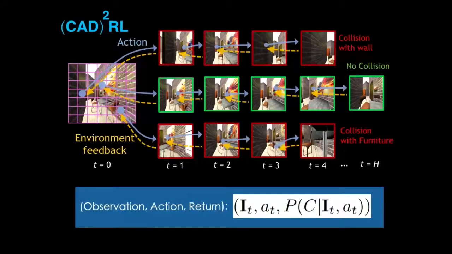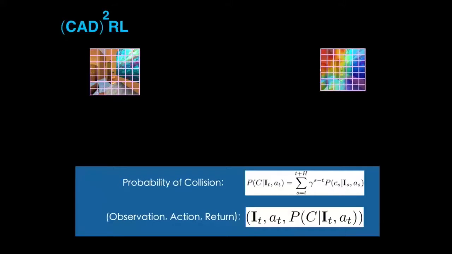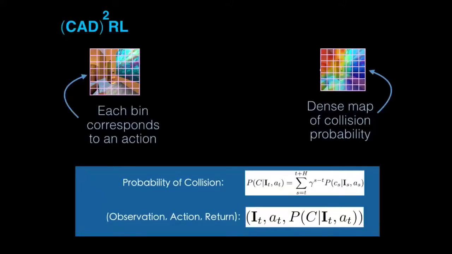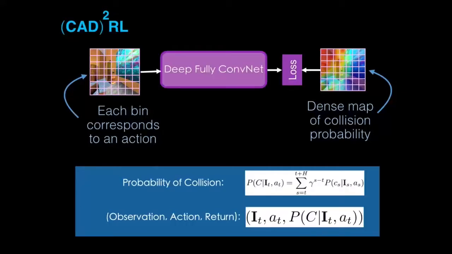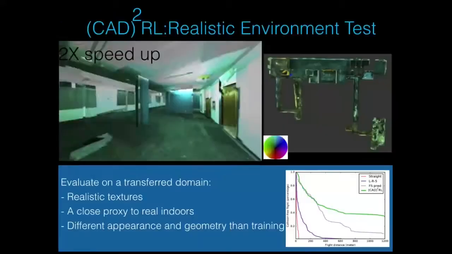This policy evaluation provides us with a dataset of observation, action, and return tuples which we use to update the policy. Having multiple rollouts of different actions starting at each location, we end up with a dense map of collision probabilities for each observation. And we use a fully convolutional neural network to learn predicting this dense collision probability map.